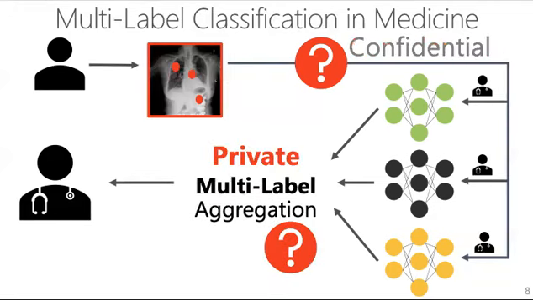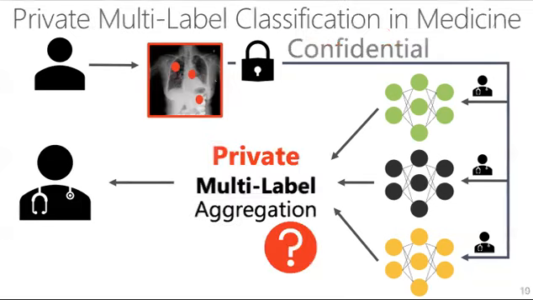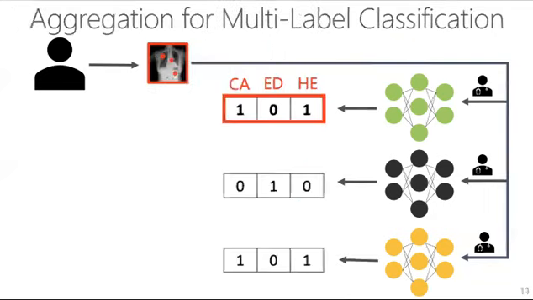Second, because the doctors train their ML models on their patient-sensitive data, no information about this data should be leaked. This is why we want to privately release the output from the multi-label classification. We solved the first problem by applying the confidential and private collaborative learning framework called CaPC. This enables us to do private inference on encrypted data. Let us focus on how to prevent privacy leakage from the answering parties.